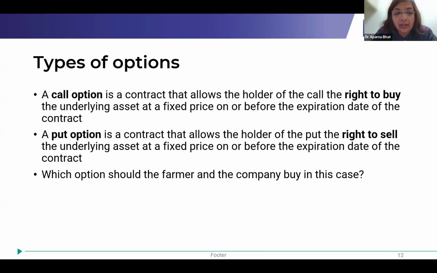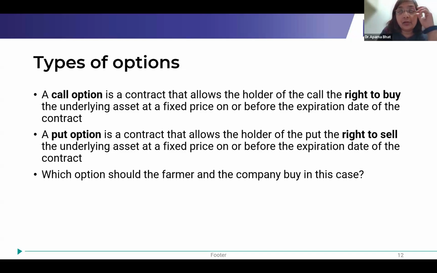Okay. So now tell me, in this example, which option should the farmer buy and which option should the company buy? Any idea? So let's look at the farmer's problem. What is the farmer's problem? He wants to be sure that he's ready to sell. So the farmer would buy a put option. Why? Because he wants the right to sell his wheat at 22 rupees.